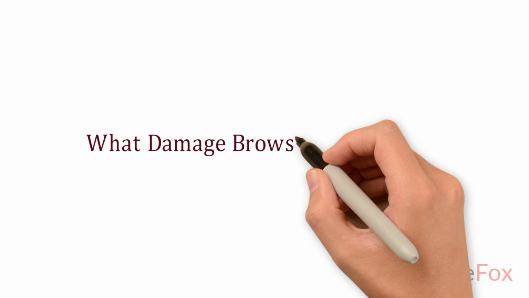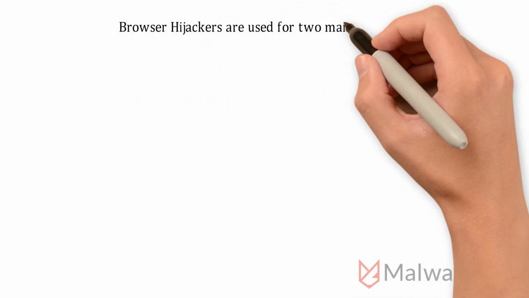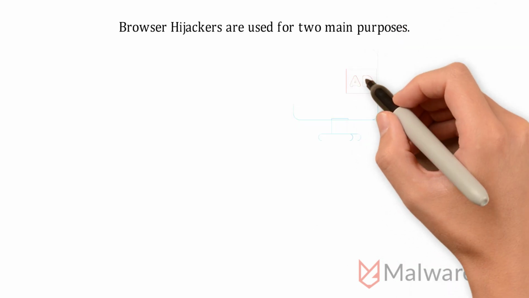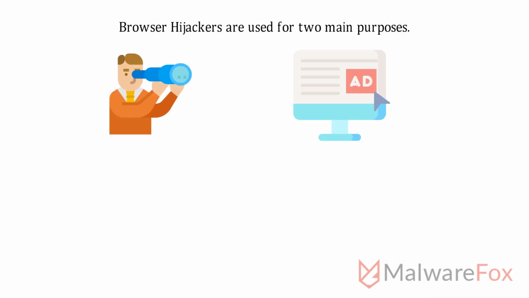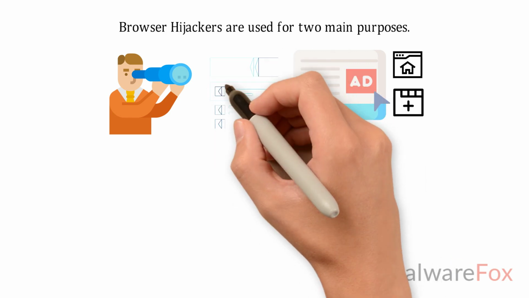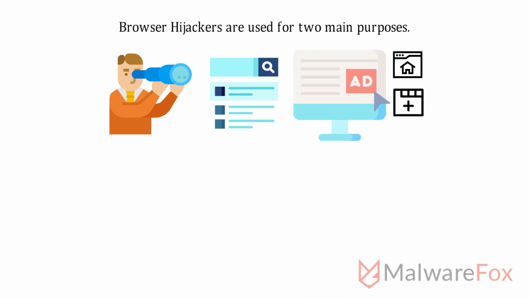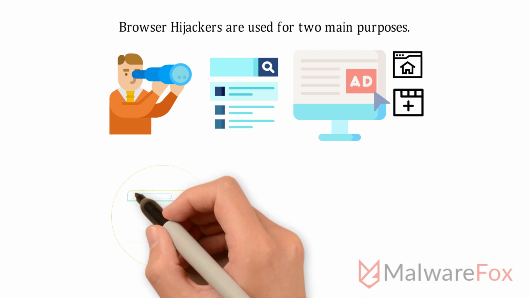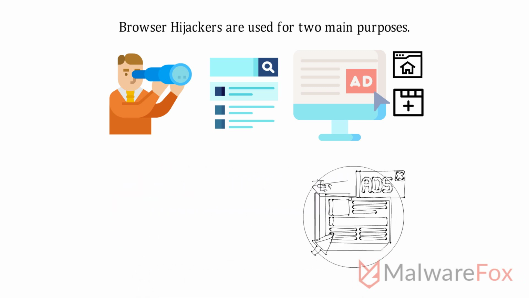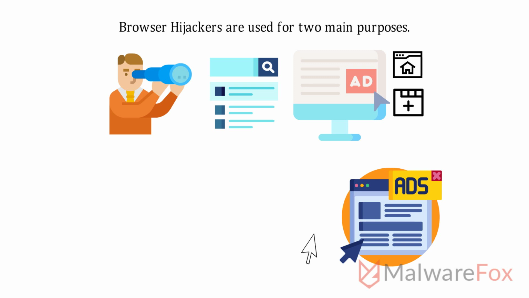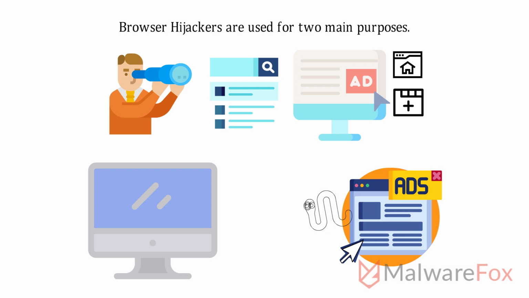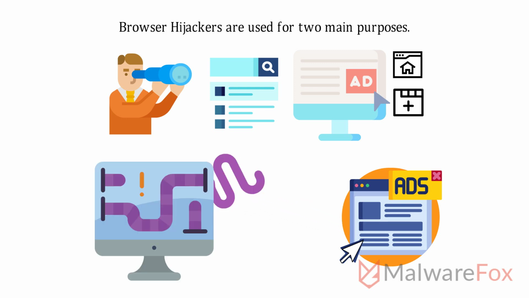What damage does a browser hijacker do? Browser hijackers are used for two main purposes. They force advertisements on your computer and spy on you. They display advertisements on the homepage and new tab. They also alter your search results and insert advertisement links. Not only this, but they also redirect you to advertisement pages. These ads are not for genuine products. So if you entertain these ads, you are most likely to get a severe computer infection.